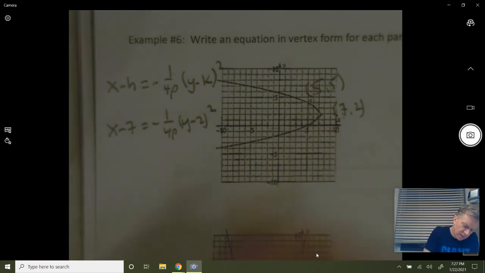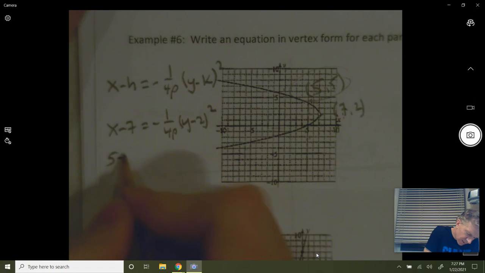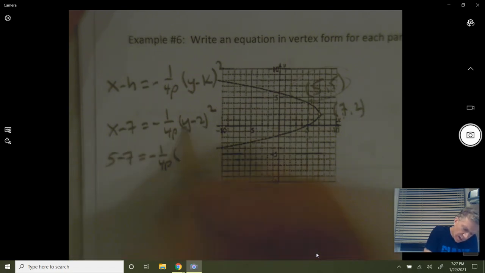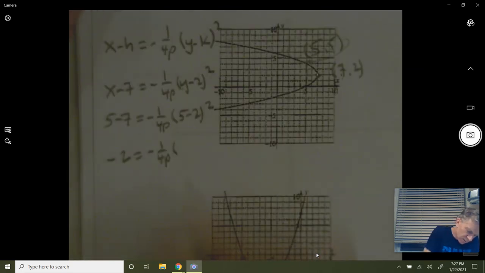Okay, let's plug in another point on the parabola for x and y. So I'm going to plug in 5 for x. 5 minus 7 equals negative 1 over 4p, and then 5 for y, because that's a 5. 5 minus 2 squared. So I've got negative 2 equals negative 1 over 4p times 5 minus 2, which is 3, so times 9.